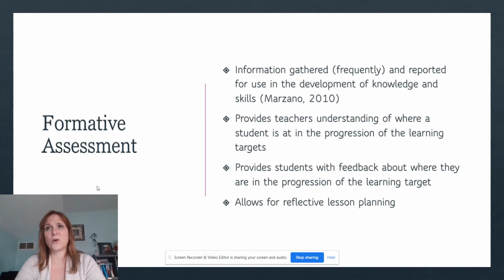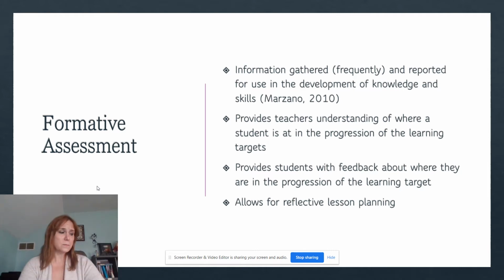And it doesn't mean we're reporting out to parents, but that we're documenting where somebody might be struggling, where they might need to be pulled in for an extra reteach or intervention. Formative assessments provide teachers with understandings of where students are in the progression of the learning target. So it gives us that idea of where they are to meet that learning target. Formative assessments provide students with feedback about where they are in the progression of the learning target.